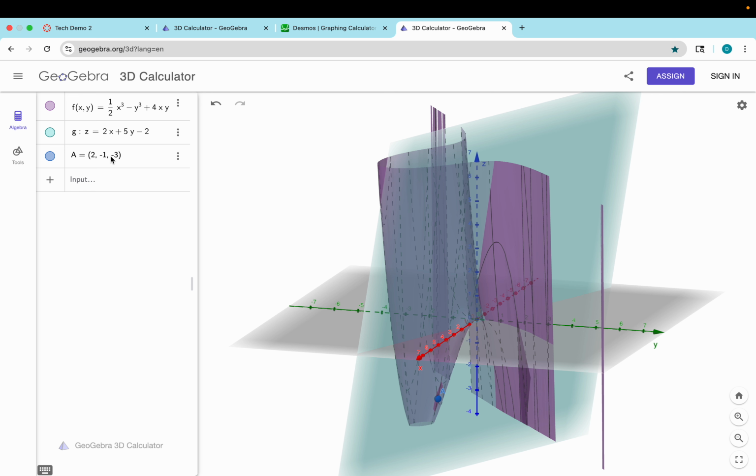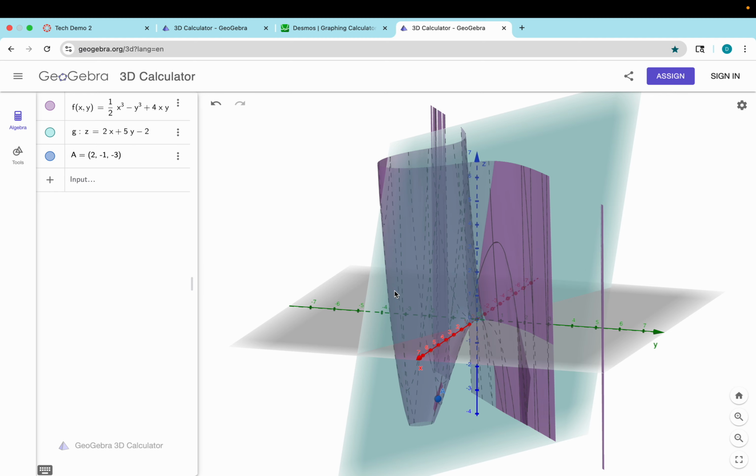To do this, I first calculated the partial derivatives, where f sub x equals 3/2 x squared plus 4y, and f sub y equals -3y squared plus 4x. And if we plug in 2 for x and -1 for y, for f sub x we get 2 and for f sub y we get 5. And we can use the tangent plane formula, therefore we get the formula where z equals 2x plus 5y minus 2.